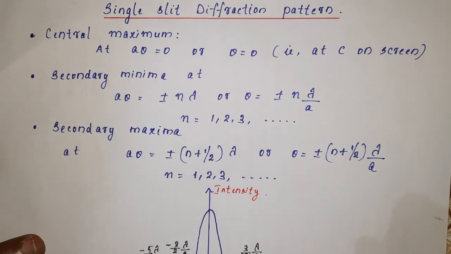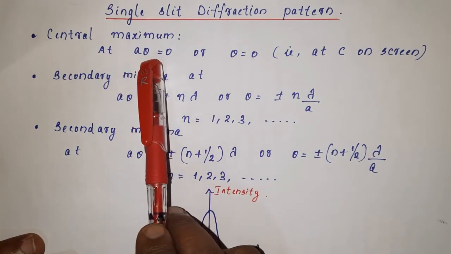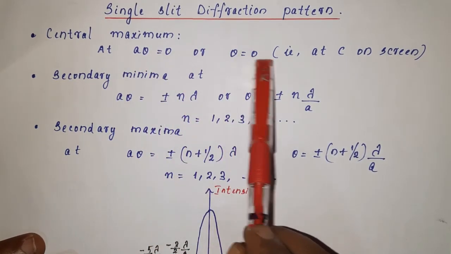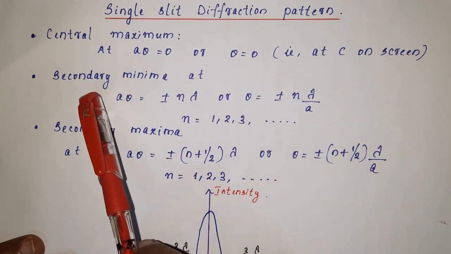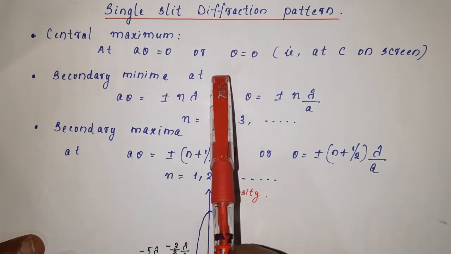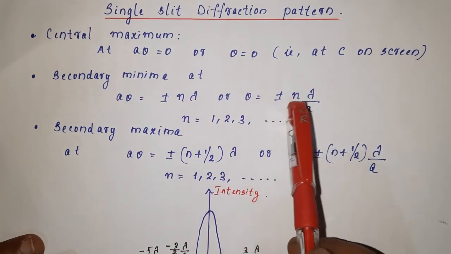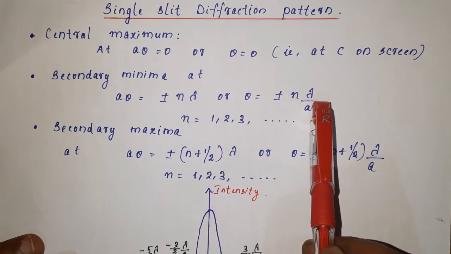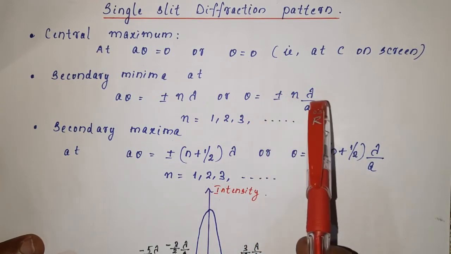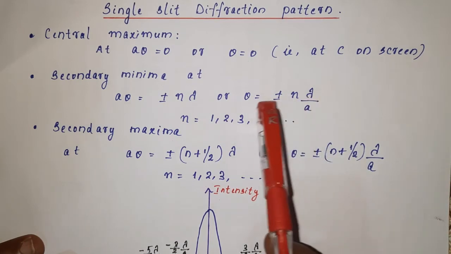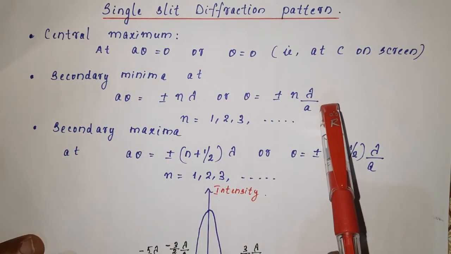The single slit diffraction pattern consists of a central maximum, and the position of the central maximum is at a theta equal to 0, or theta equal to 0. That is, on the screen it is at C. Now, the secondary minima are observed at a theta equal to plus or minus n lambda, or theta equal to plus or minus n lambda by a, where n can have values like 1, 2, 3, etc. So on either side of the central maximum, at these positions, we can observe secondary minima.